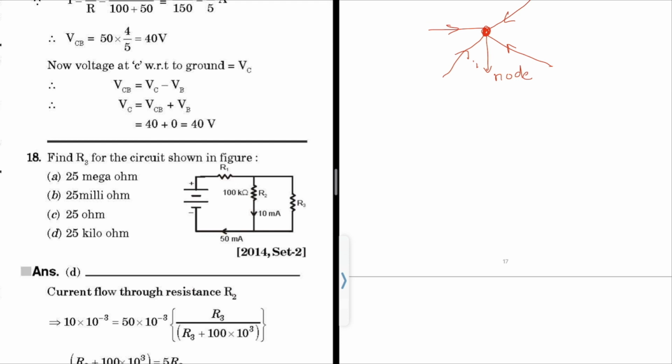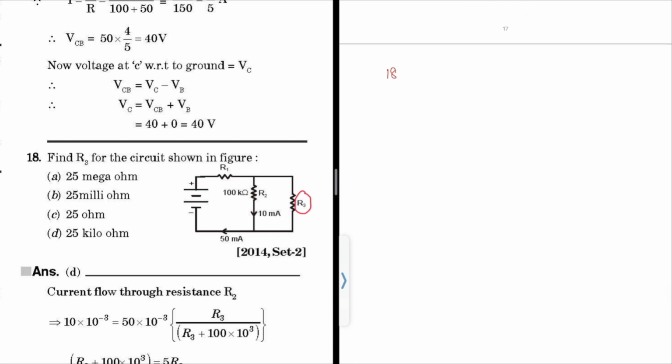Find R3 of the circuit shown in the figure. This is the circuit given, and we have to find the resistance R3. In order to get R3, we need the voltage across R3 and the current through R3. If you see, 50 milliamperes is going like this and 10 milliamperes going like this. The remaining current is 50 minus 10, so 40 milliamperes will go like this. So the current through R3 will be 40 milliamperes.